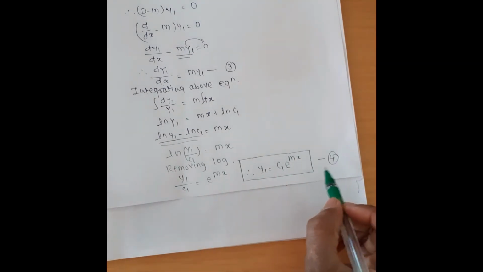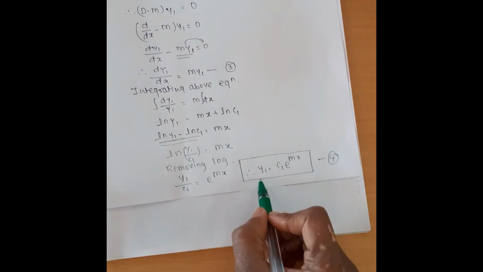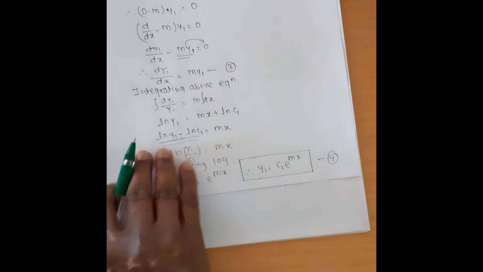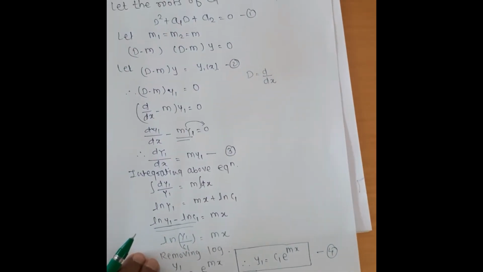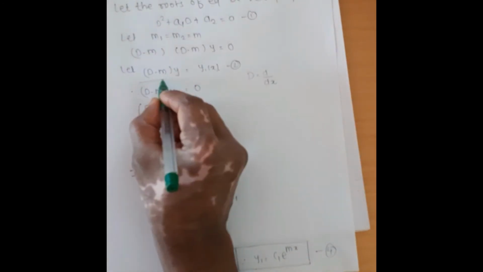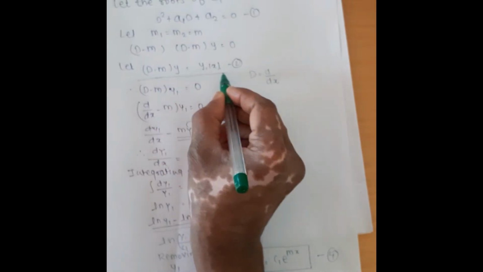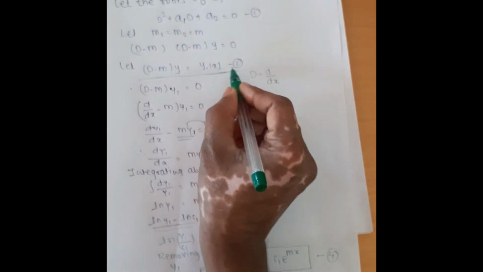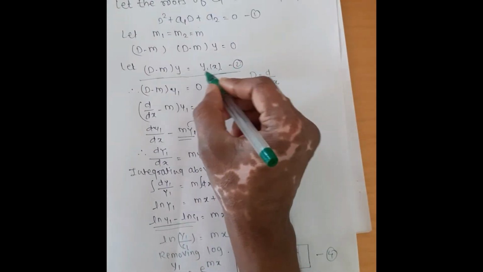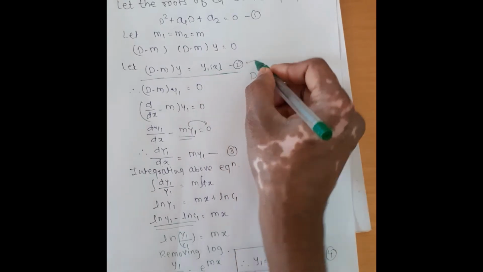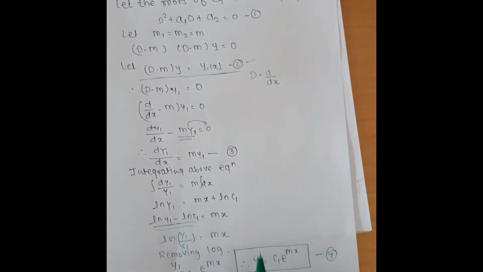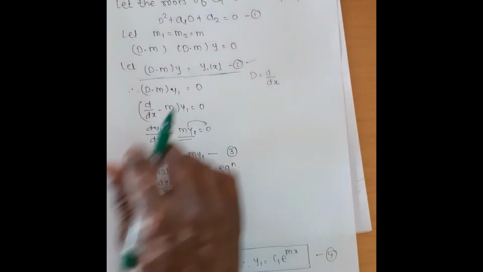So this is equation number 4. Now we get the value of y1 and we put this value in equation 2. Where is equation 2? See here clearly. This is equation number 3: D minus m of y1 of x is equal to y1 of x. This is equation number 2. So now we substitute y1 is equal to c1 e raised to mx in this equation. Then what do we get? We get this type of equation.